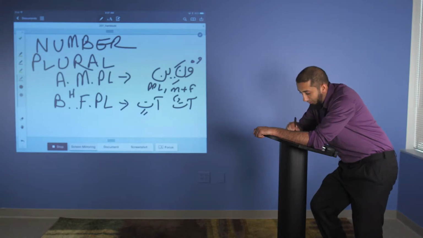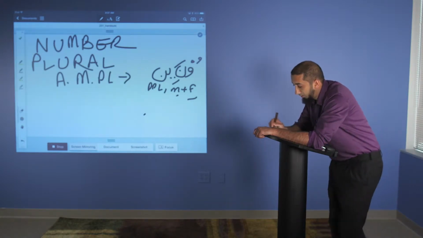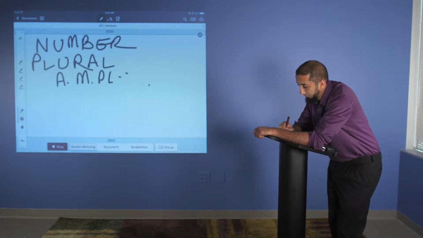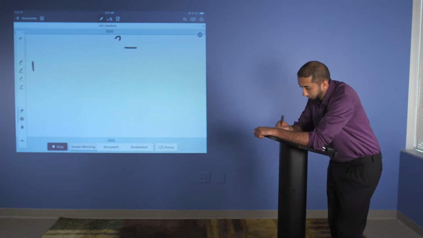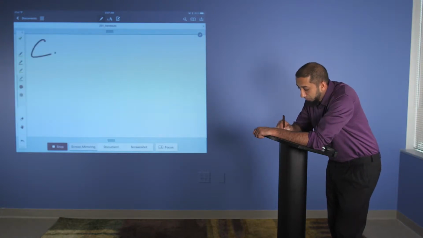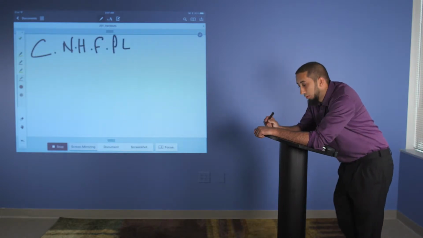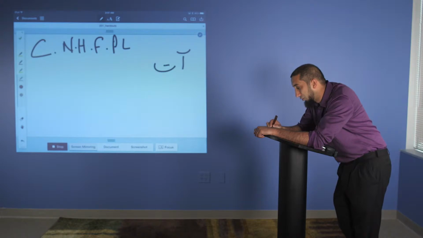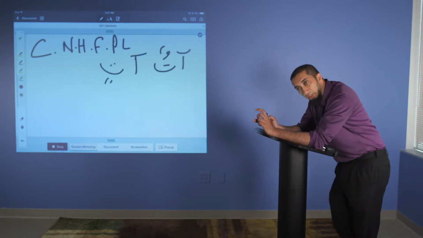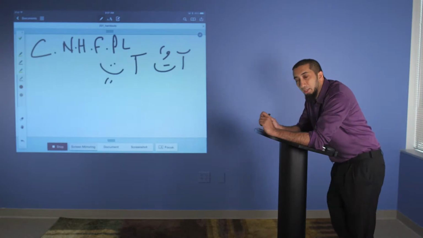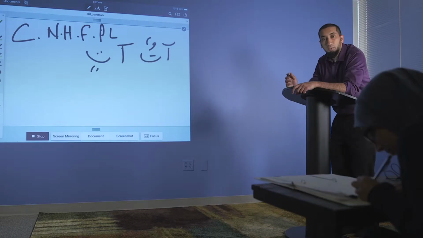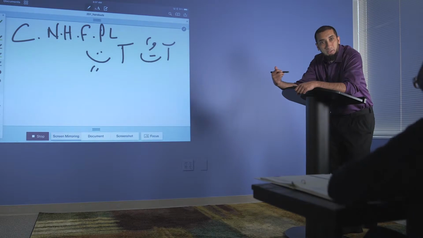Yes. Okay, this is getting ugly, so I'm going to erase and start over. A and B, that's fine. Now I'm going to start with C. So here's C: non-human feminine plural, which is also atun or atin. So now I've taken the combination atun or atin and I've broken it up into two categories. One of them is human and the other one is not human.